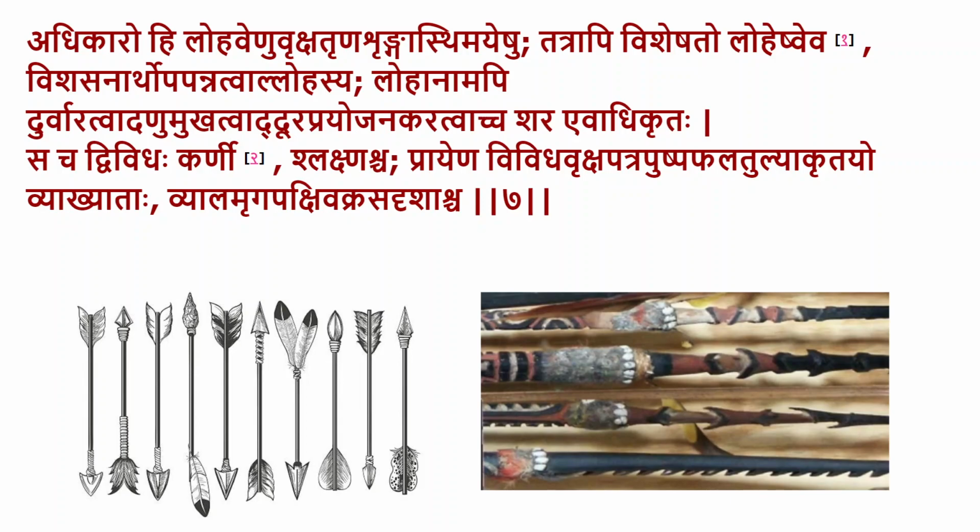Now, arrows were more common because one is durvaratvat. Once the arrow is aimed at a person, it is difficult to escape, and hence the chances of injury are more. Then anumukhatvat, because it has a very pointed tip, it gets into the body easily. And dura prayojana karatvat, because it can be aimed from a distance over the enemy, and hence it can hit more frequently.